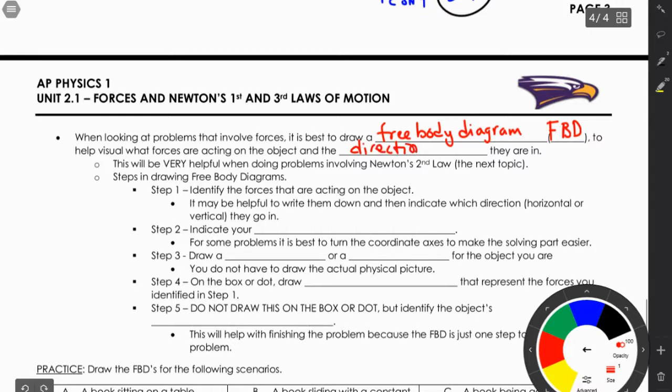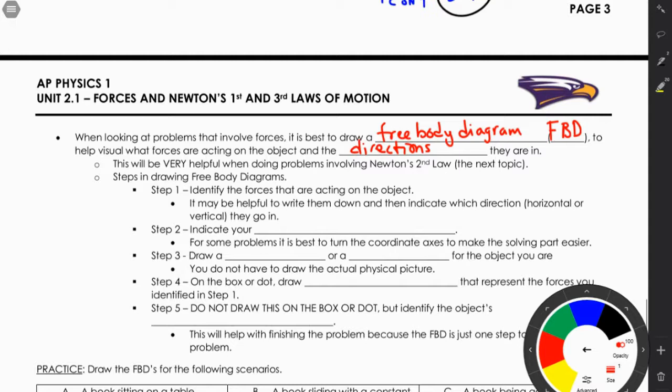All those forces that we talked about in the contact versus field forces video, they all point in specific directions. Some point vertically, some point horizontally. Some can point horizontally in one problem, but vertically in another. So you just need to make sure you're doing a good job of identifying what forces are acting in what directions. So here are the steps to drawing a free body diagram, or an FBD.